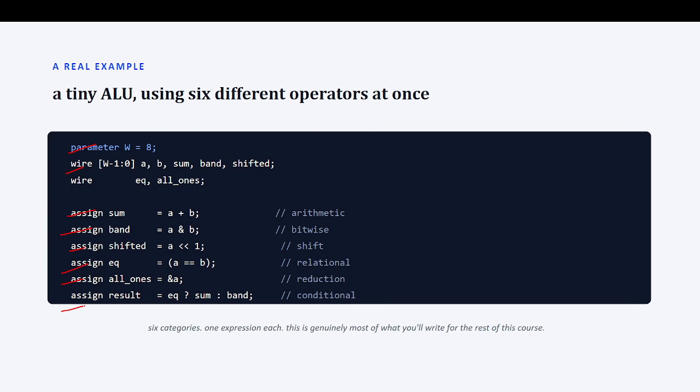Shifted uses the shift operator. EQ uses the relational operator. For clarity, all underscore ones uses the reduction AND operator. Here it is a single operand A, so this is the unary reduction form, not bitwise. And finally result uses the conditional ternary operator. You can see there is a colon selecting between sum and band, depending on whether EQ is true.